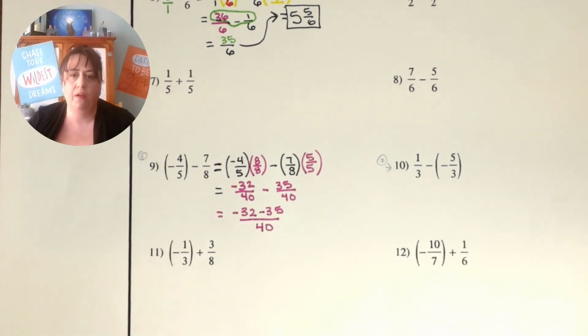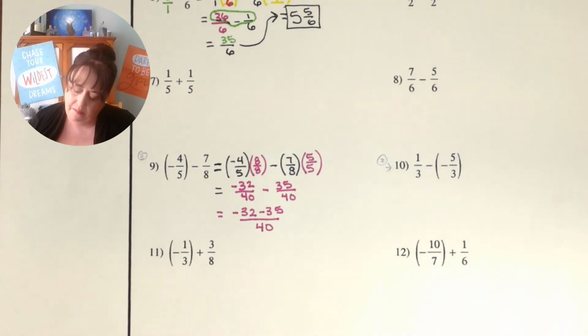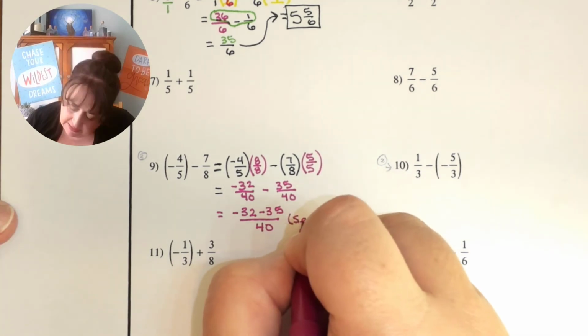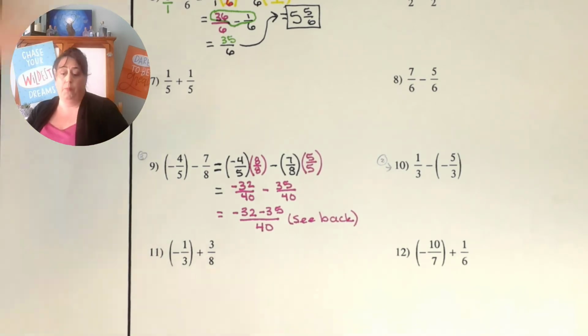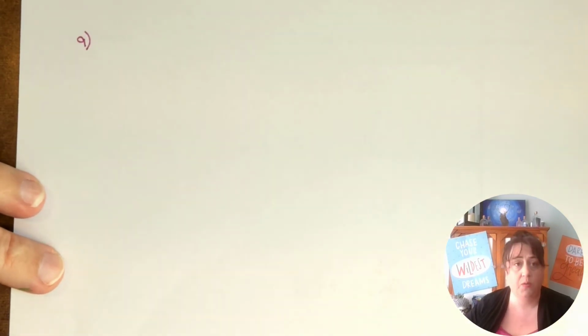And I am out of room. You know what I'm going to do? I'm going to go someplace else. I'm not going to try to squash it. It's going to say see back, but tell me where to go. Okay? So on my back, it's going to say number 9. It's going to be labeled.